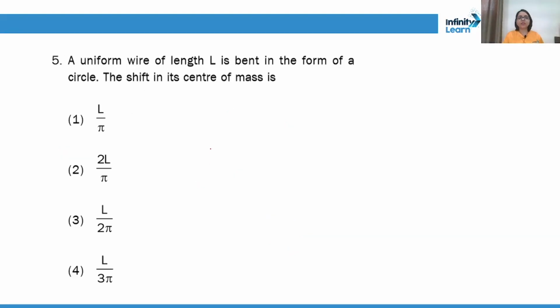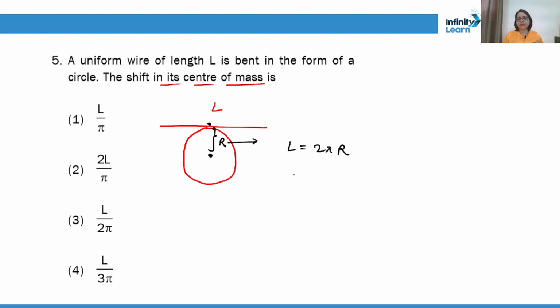Question number 5. A uniform wire of length L is bent in the form of a circle like this. The shift in its center of mass is. So this is the initial position of center of mass, right? Now it will be here at the center of this symmetrical structure, right? So this shift is equal to radius, right? But radius is not given, but we know that the total circumference of the circle should be L, which is equal to 2 pi r. So r will be L upon 2 pi, which is equal to option 3.